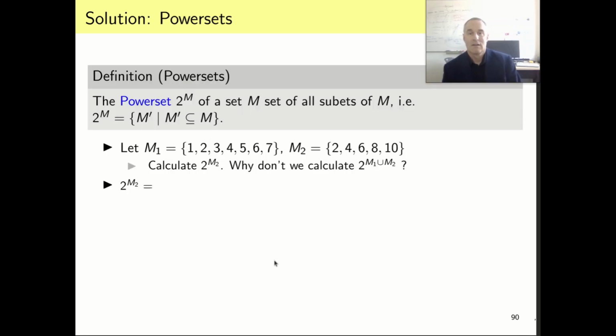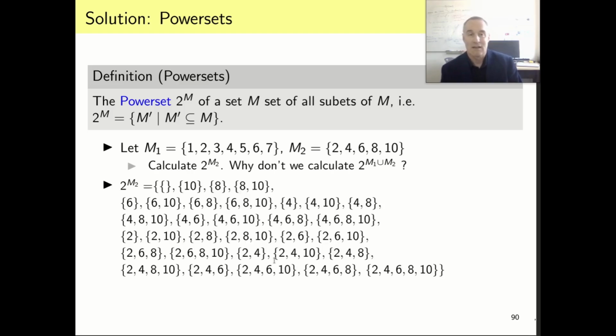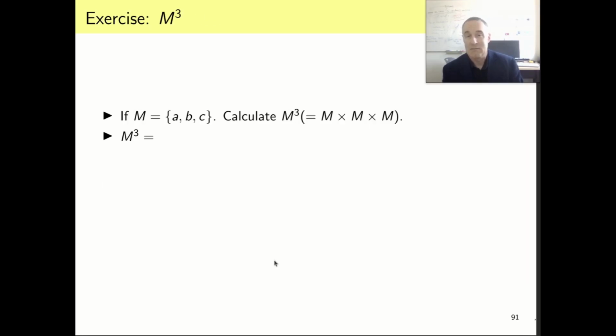All right. So in terms of the answer here, why don't we compute the power set of the union of M1 and M2? The power set of M2 is already quite large, so your resulting union is also going to be very, very large.